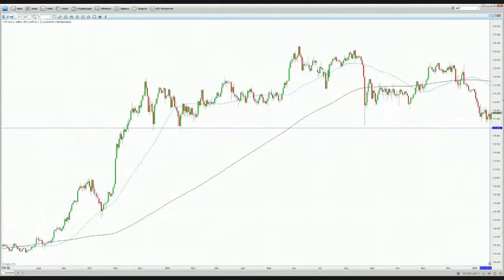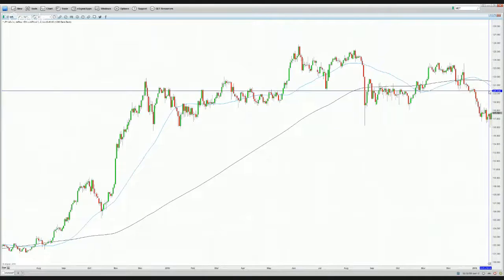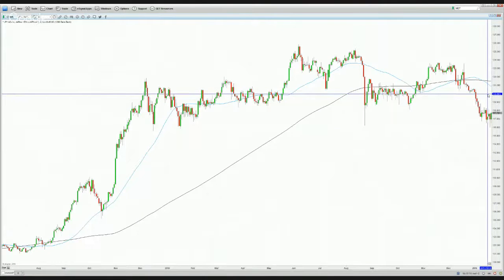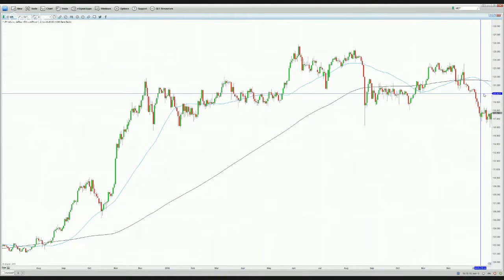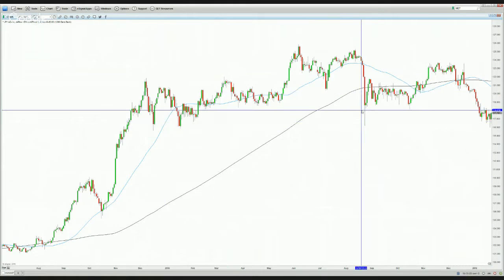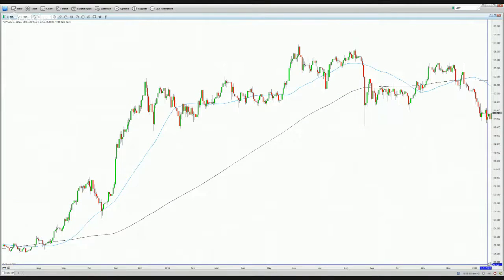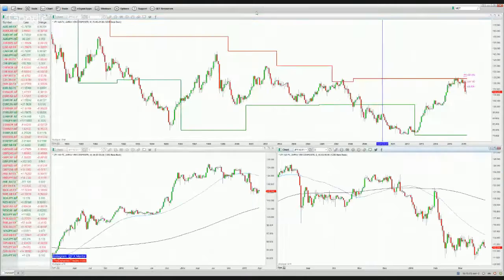Now the thing to note about round numbers, here's that 120 level. It's a zonal area. It's not a hard level. And you can see how price is consolidating or oscillating around 120. So this is how you want to be looking at round numbers. Don't look at them as hard levels, look at them as zonal areas.